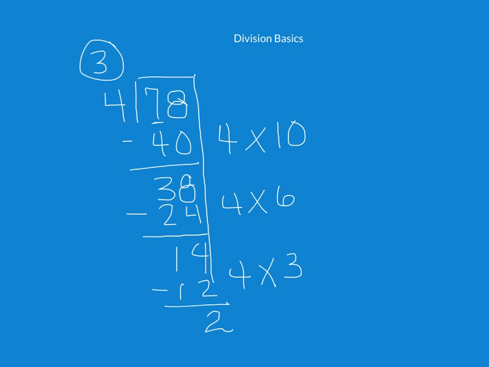But when I look at the idea that I'm splitting this into 4 equal groups, I only have 2. So I cannot put 1 more in each group. It is less than my divisor, which is 4. So that is what we call a remainder. So 2 is the remainder.